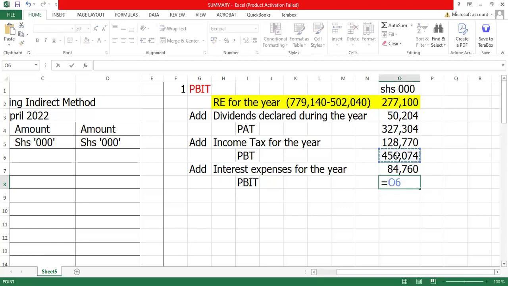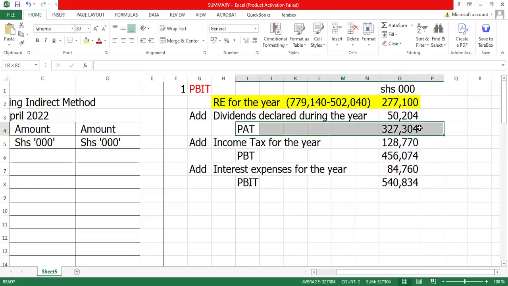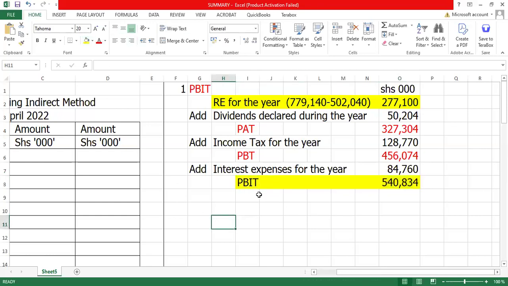Okay, you get this plus this. But in an exam, you don't need to waste time getting the profit after tax, getting profit before tax. For you, simply add dividends declared, add income tax for the year, add interest expenses for the year. What you will get will be the profit before interest and tax. Are we all together on this?